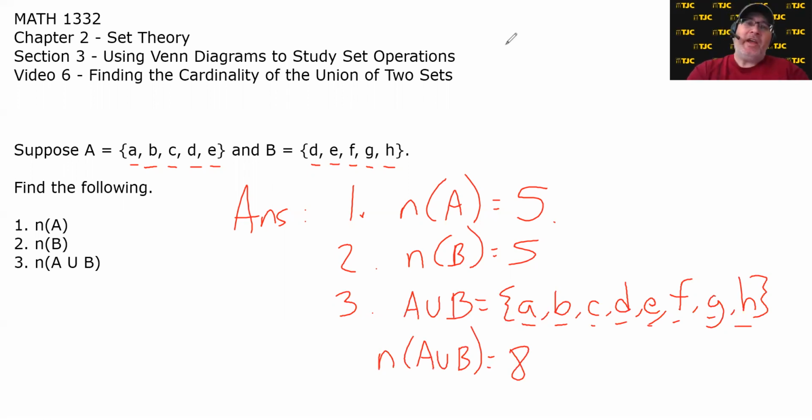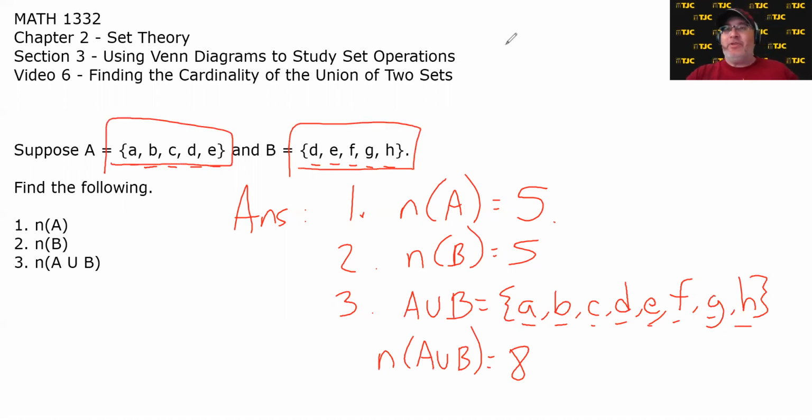A minute ago when I asked you, when we take the union of these two sets, A has 5 elements, B has 5 elements, how many elements will their union contain? Did you say 10? Because 5 plus 5 is 10? You might have, you might not have. But on the surface, you would think that when you combine two sets, the cardinality would just be the sum of their two cardinalities, because we're taking the elements of the first set and the elements of the second set and dumping them all together. But in this case, that didn't happen.